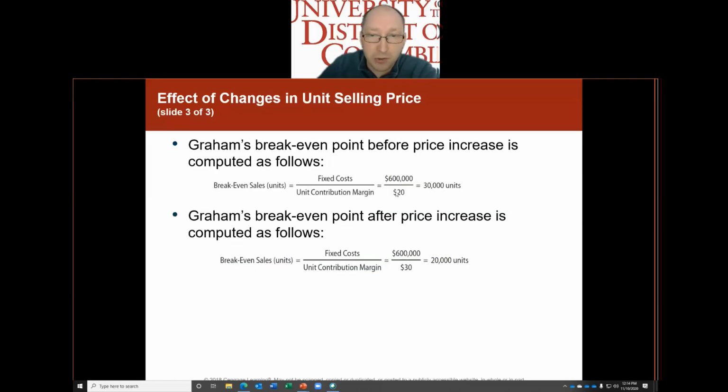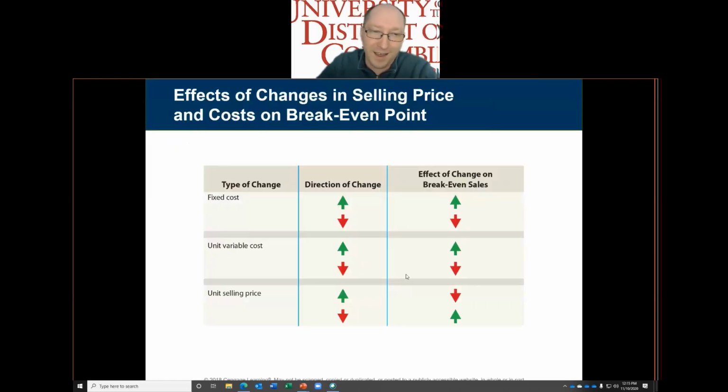So let's see the change, okay? Here we go. $600,000 fixed cost divided by the old unit contribution margin of 20 means I need to sell 30,000 units. But here's the cool thing. Let's say I increase my sales price by 10 bucks. That increases my unit contribution margin by $10. Fixed cost, $600,000 divided by the new unit contribution of $30. This means I only need to sell 20,000 units to break even. That's fun. I like it.